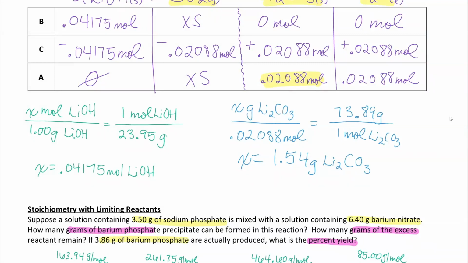So, 1.17 grams over 1.54 grams times 100. 3 sig figs, I think is 76.0. I'm going to double check my math here. Yeah. Which is actually pretty nice considering we've got a gas phase reactant.